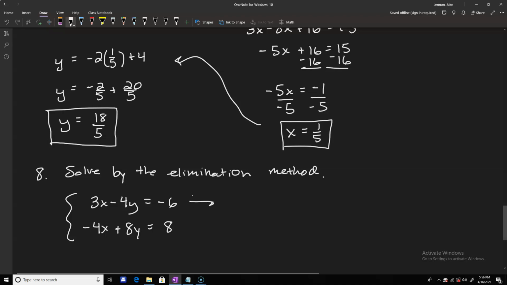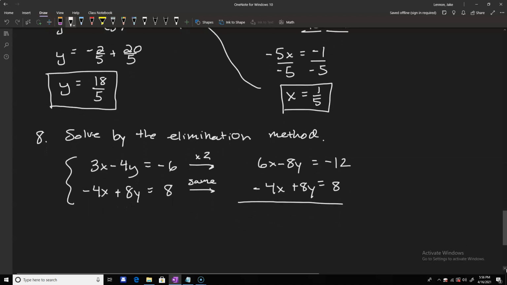So basically the top equation, I'm going to multiply everything by 2, and the bottom equation, I'm going to keep the same. So the top equation will become 6x minus 8y equals minus 12, and the bottom equation will be minus 4x plus 8y equals 8. So we add together, just add vertically, and we end up with 2x. The minus 8y and the plus 8y go away, and minus 12 plus 8 is minus 4. So we can divide by 2, and we get x equals minus 2.